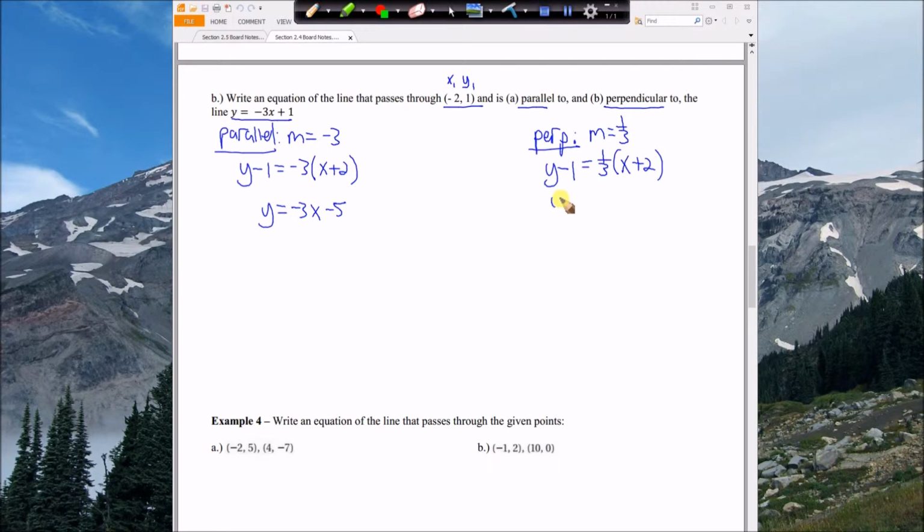And so when you simplify this one, you end up with y equals 1/3 x plus 5/3. Alright? And so again, we ended up with slope-intercept form of the lines. Alright.